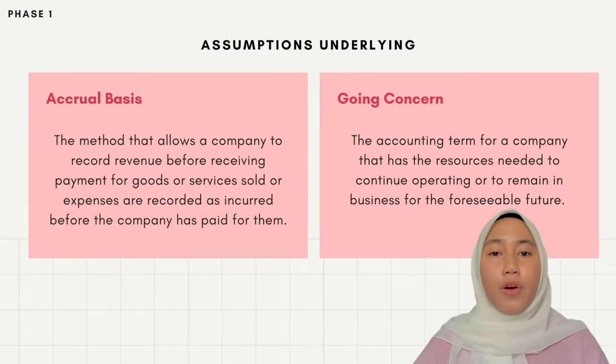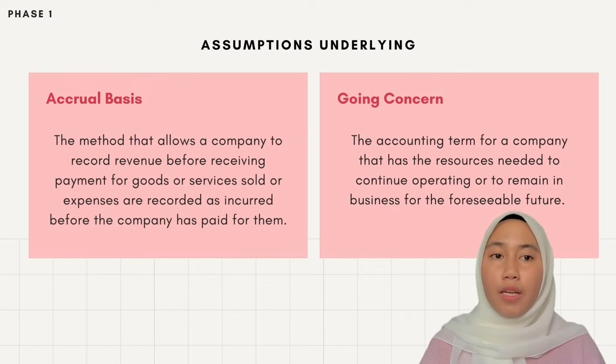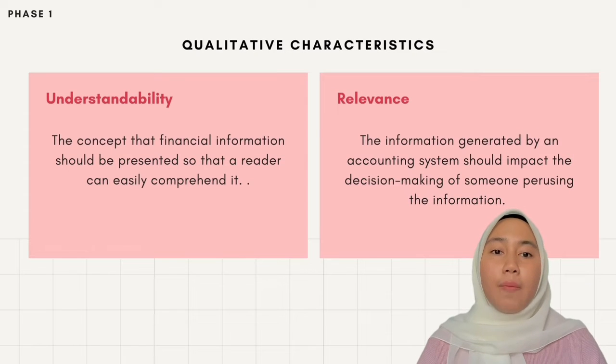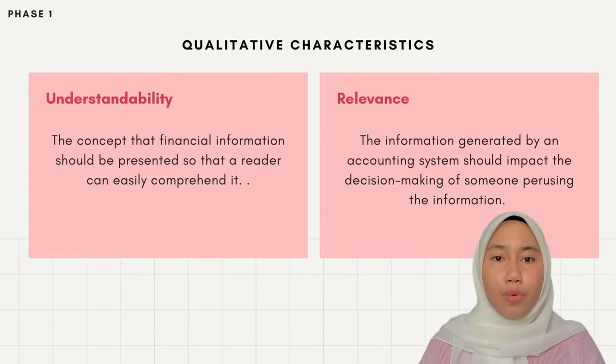The next is going concern. The accounting term for a company that has the resources needed to continue operating or to remain in business in the future. For example, Ahmad ensures all the inventories are always in stock, ensuring that his company can continue operating in the long term. Therefore, Ahmad needs to carry certain attributes, which are qualitative characteristics.